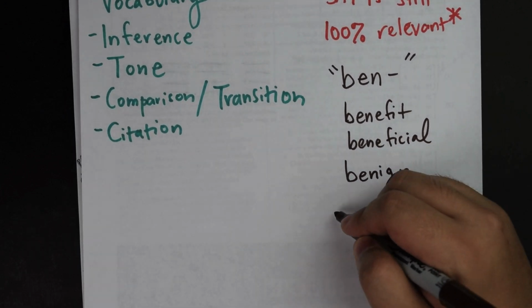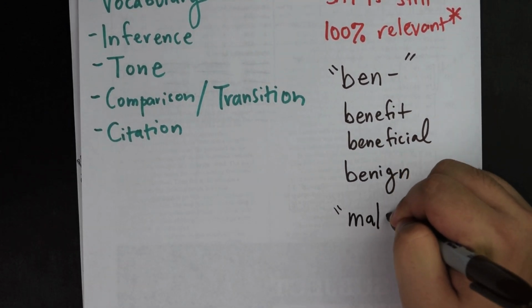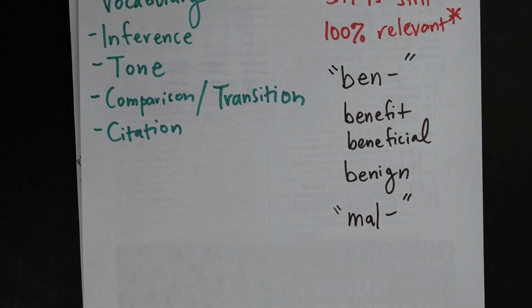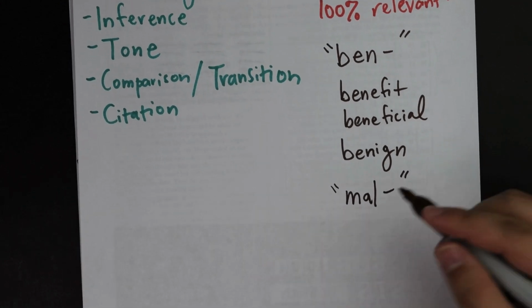Another root that does exist is mal. If you think about other examples of mal, there's the word malevolent.